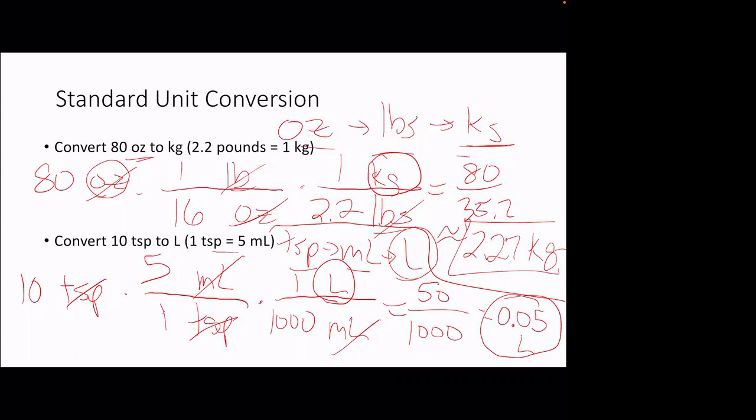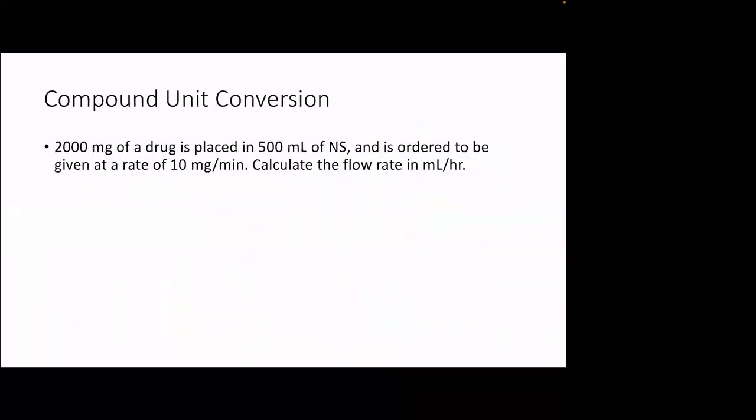Okay, let's do another example with more complicated units. We did one that was like miles per hour to minutes per second. We'll do one that's more in this kind of pharmaceutical context. So we have 2,000 milligrams of a drug placed in 500 milliliters of NS, ordered to be given at a rate of 10 milligrams per minute. We want to calculate this flow rate in milliliters per hour.